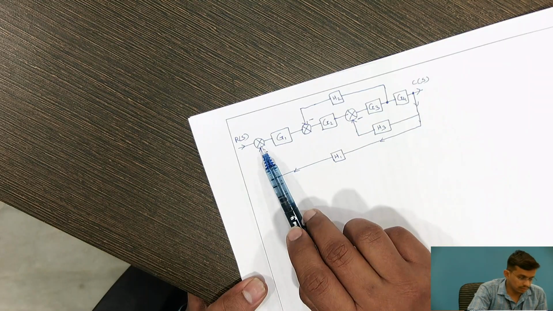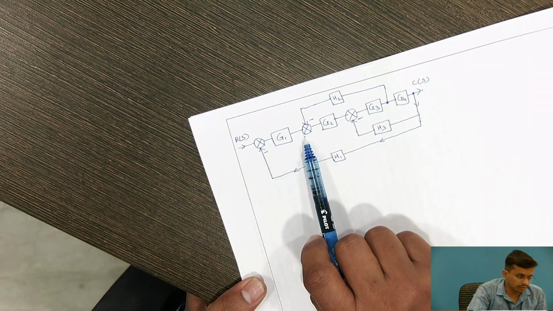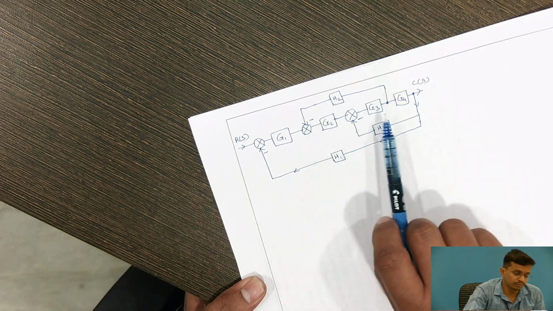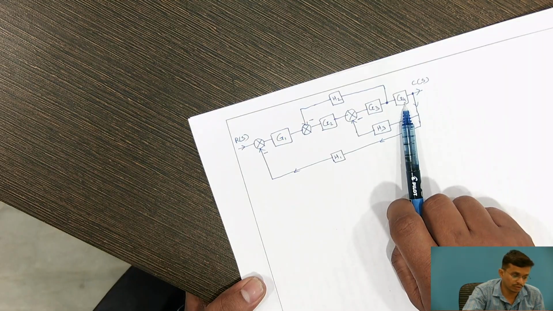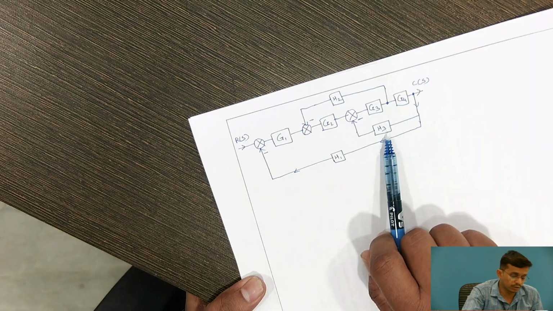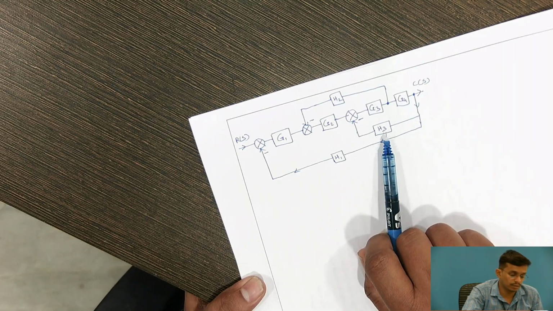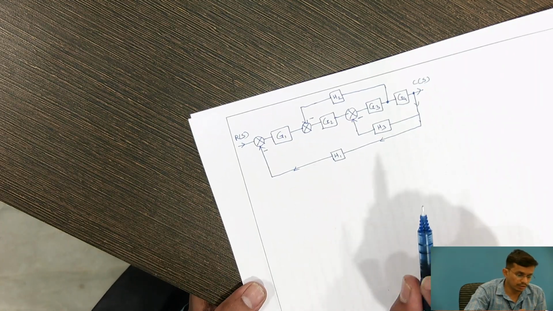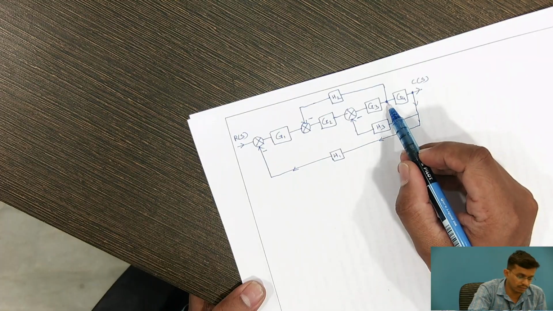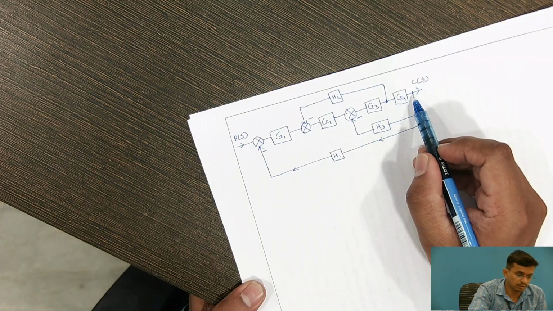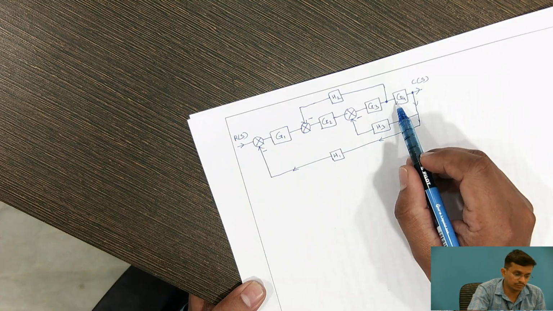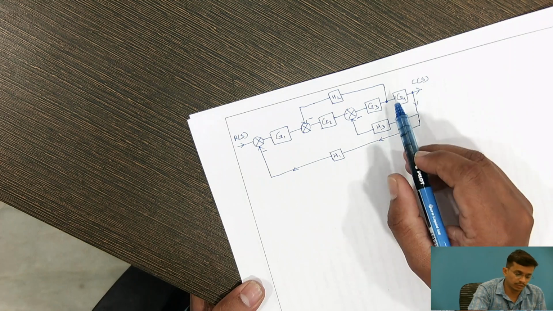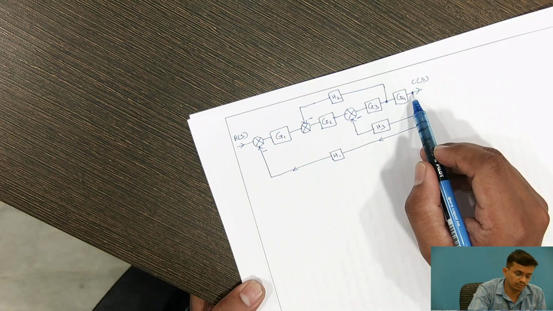Here is a summing point. After that, a block G1, the summing point, block G2, summing point, block G3, a takeoff point for the minor feedback loop H2, then again a block with G4 and a takeoff point for the feedback loop with block H3 and block H1. So first of all, we need to shift this particular takeoff point after this block G4, so that G3 and G4 will be in series with the feedback loop H3. So we will shift this particular takeoff point to this point.